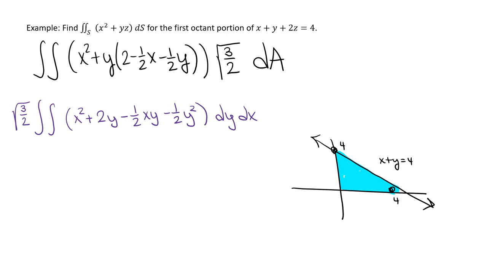So maybe we'll do the dy first and then the dx, come up with some bounds of integration. Before I do that, I did do a little bit of algebra. I took this constant, this square root of 3/2, and just moved it out front. And then let's see, what else did I do? I distributed the y to those parentheses.